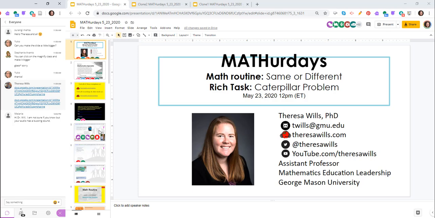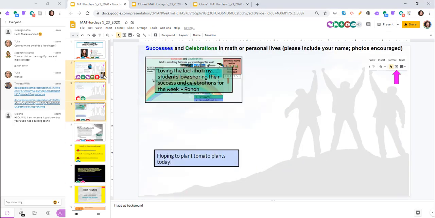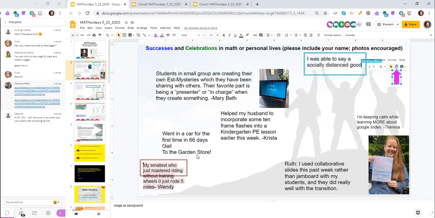Let's see, I'm going to do Successes and Celebrations first so I can restart, and then we'll go through those other slides. Join me on slides 2, 3, and 4. And this is a place where we share our successes and celebrations. You're going to grab a text box like this, and you are going to type what you are celebrating on slides 2, 3, and 4. And I'm going to ask that if a couple of our veterans can go ahead and share with us a couple of things that you are celebrating.